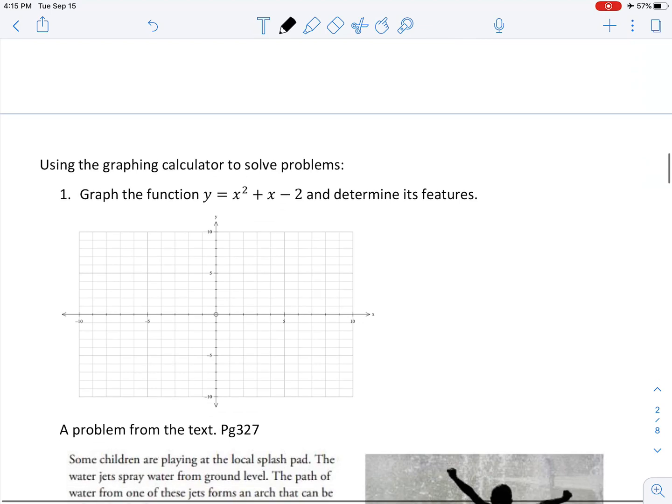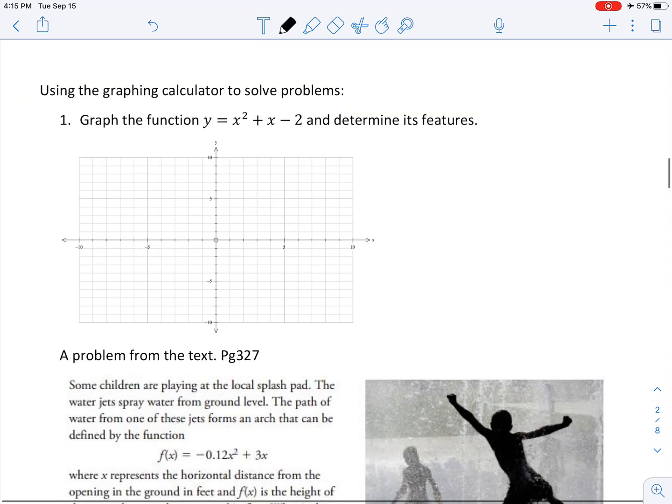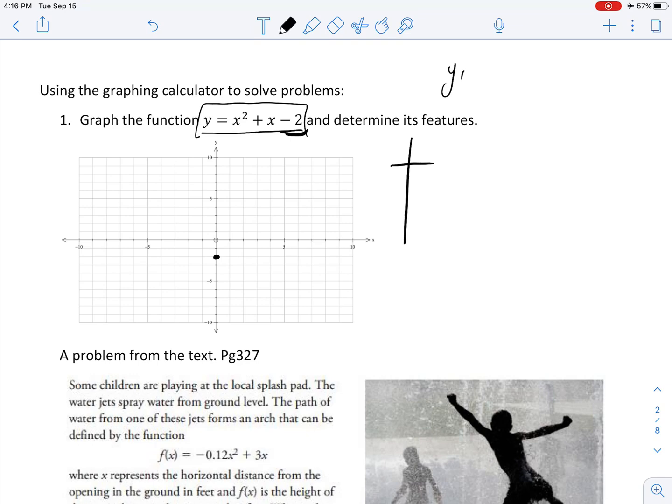And next, we have a parabola that we're going to use the graphing calculator to find some of its points. So if I look at this function, I know already, because of this value of -2, that is my y-intercept. And I could put this into my graphing calculator. So I put y1 equals x squared plus x minus 2, touch graph, and you get the picture of the graph.